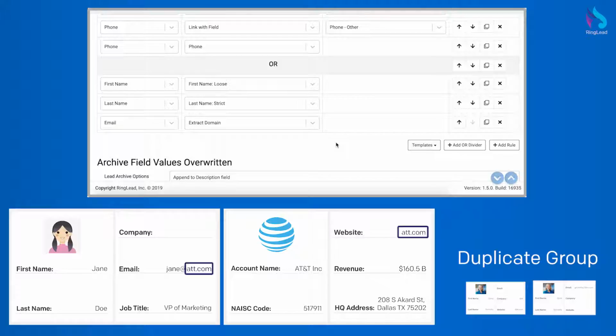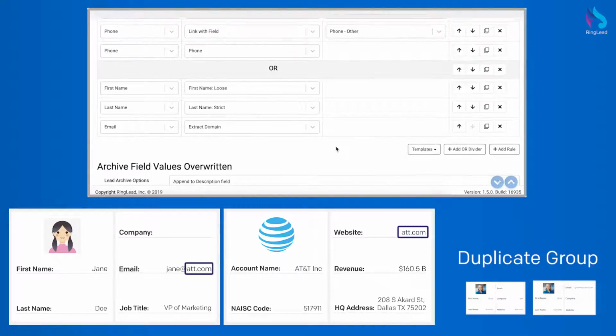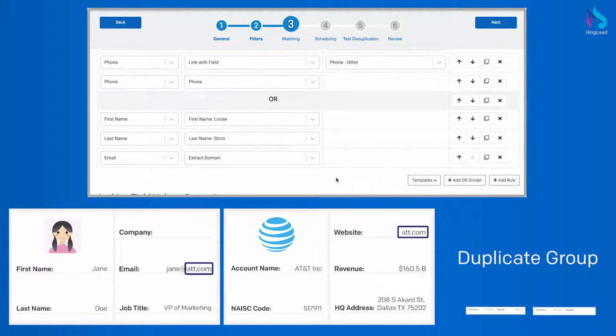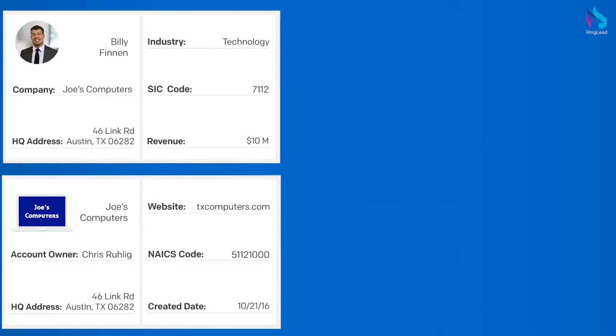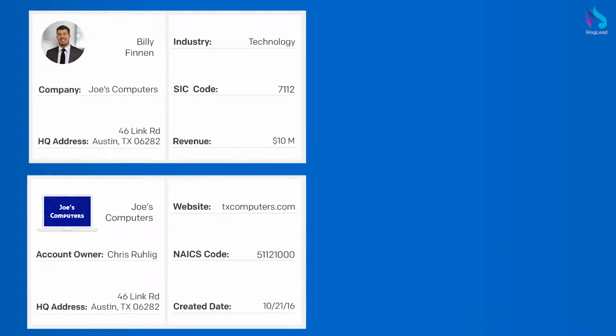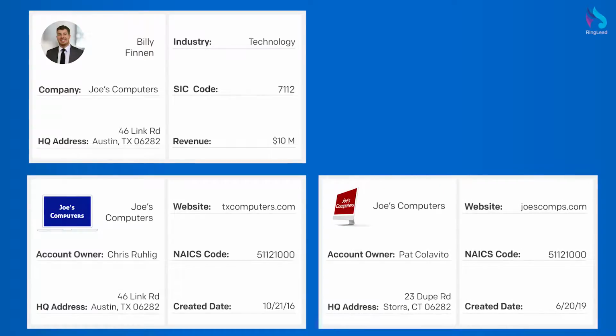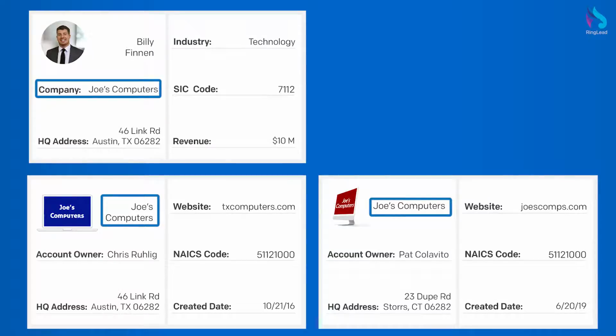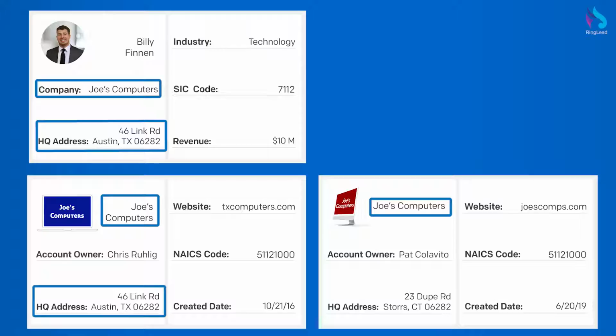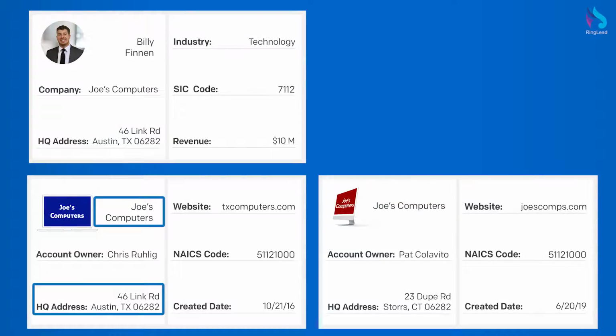You have the ability to use matchers and make matching conditions as strict as you'd like. For example, let's say we're doing a lead to account linking or account to account deduplication task. If the company name field alone doesn't suffice for matching account records, you can set your conditions to only identify duplicate accounts if they have the same company name and have the same headquarter address. Because Joe's Computers in Texas is not the same as Joe's Computers in Connecticut.